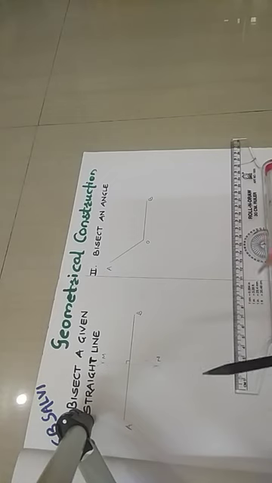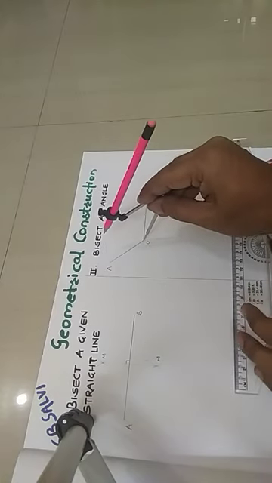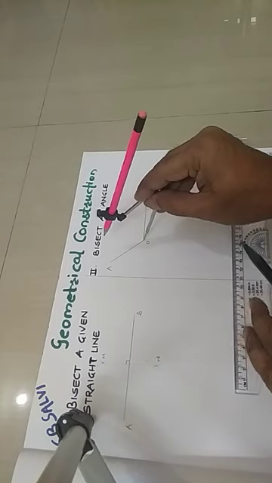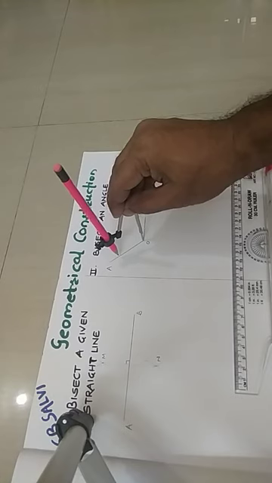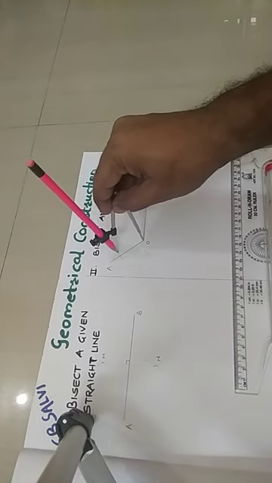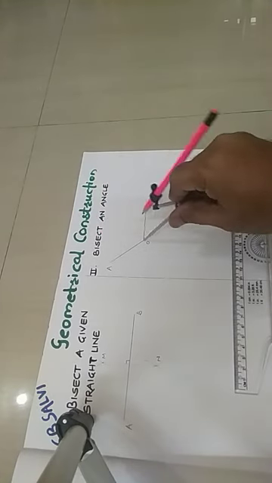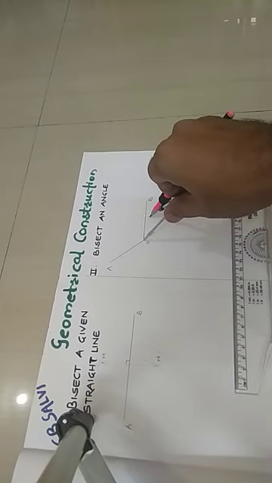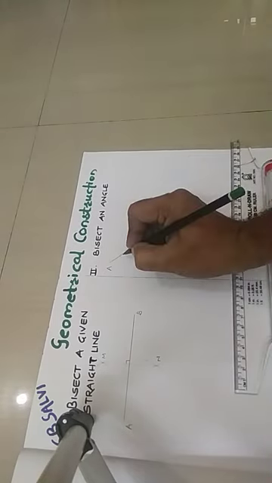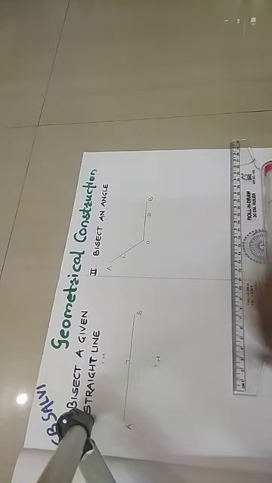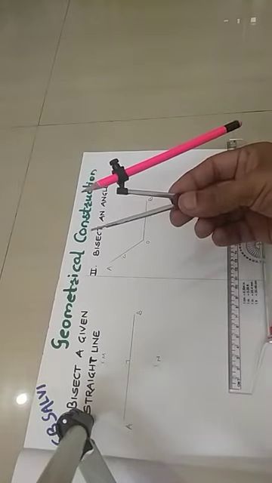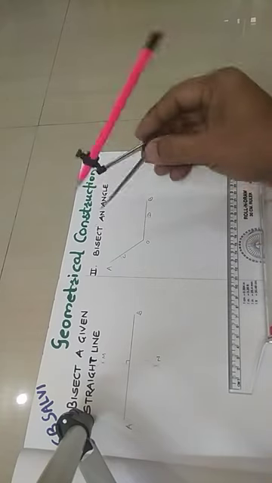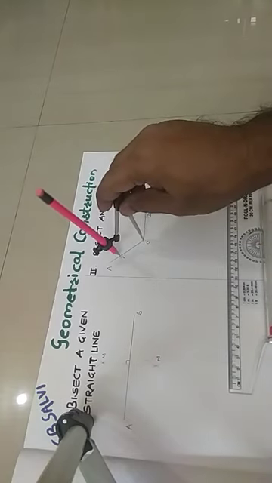Keep the compass at O as center and any suitable radius. Mark arcs cutting OA and OB at C and D respectively. Suppose I am taking this distance over here, so I am marking one arc over here. Same distance I am marking an arc over here. So I am getting point C over here, getting point D over here. Now with C and D as center and the same or any other suitable radius, mark two arcs intersecting each other at point E. I will take the same distance.